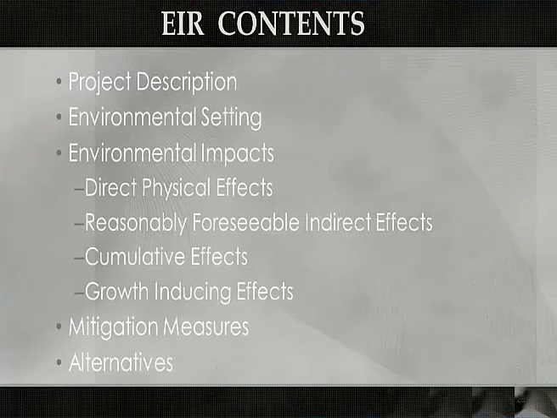The contents of an EIR are different from a negative declaration. The neg dec is going to have that checklist. It's going to have the explanation of mitigation measures or explain why the project does not have a significant effect. The EIR has a lot more than the negative declaration. Essentially, it'll have the project description and environmental setting. It'll talk about some environmental impacts, including some effects that aren't necessarily required to be covered in a negative declaration. So the EIR needs to talk about some of the reasonably foreseeable indirect effects of the project.